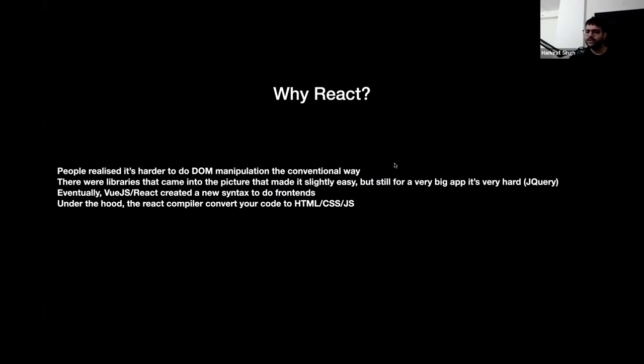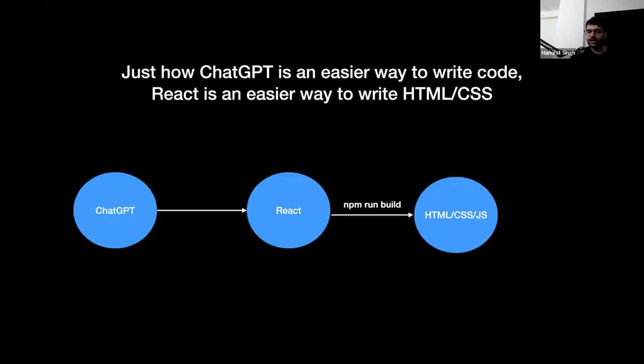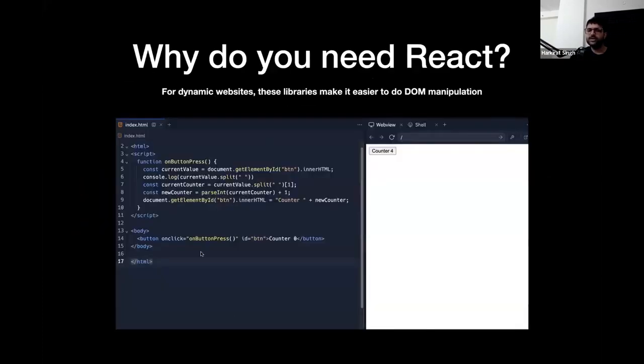What do I mean by the conventional way? The way we have done it until now. There were libraries that came into the picture that made it slightly easier to do DOM manipulation, but still, for a very big app, it's really hard. jQuery is one such library. jQuery came into the picture to make it easy to do DOM manipulation. If you write code like this using jQuery, you will see your life is slightly easier.